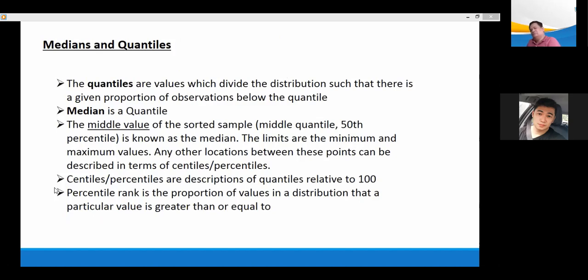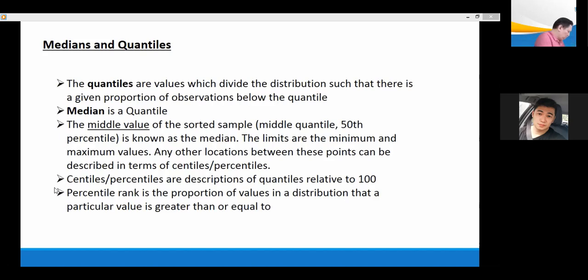The median is the central value of the distribution, such that half the points are less than or equal to it and half are greater than or equal to it. The middle value of the sorted sample, middle quantile or 50th percentile, is known as the median. The limits are the minimum and maximum values. Other locations between these points can be described in terms of centiles or percentiles.